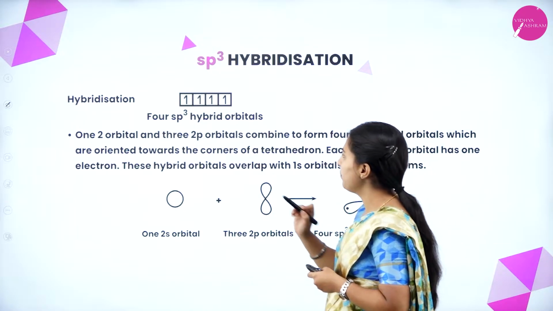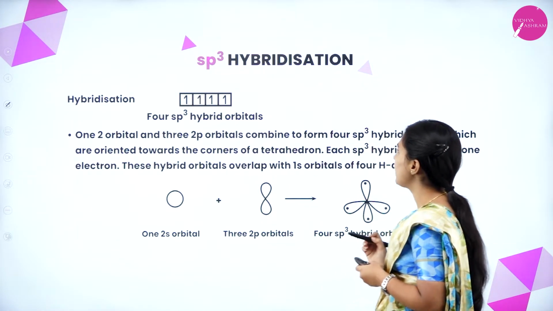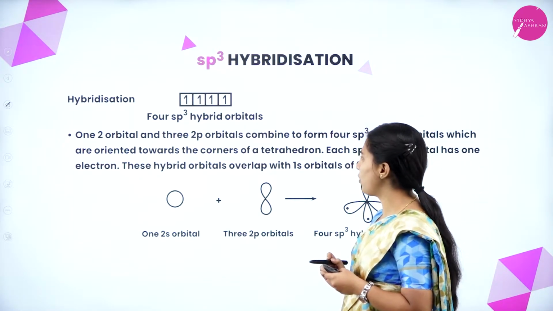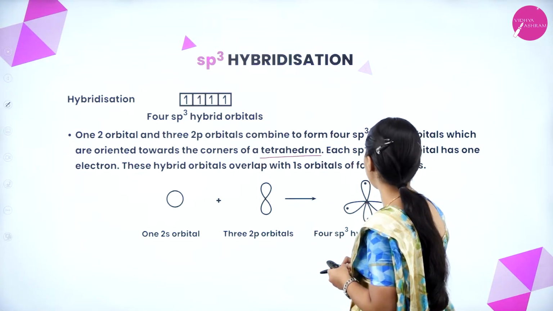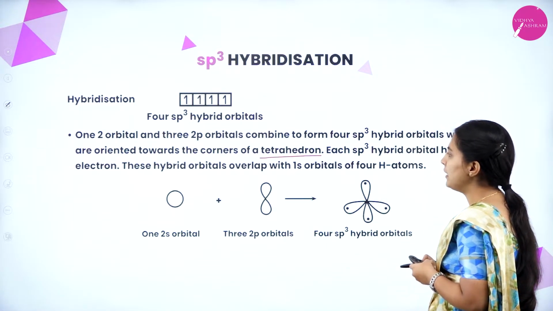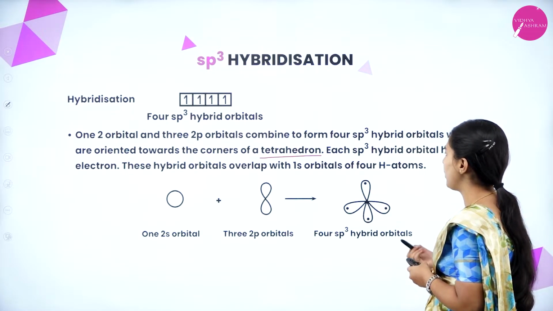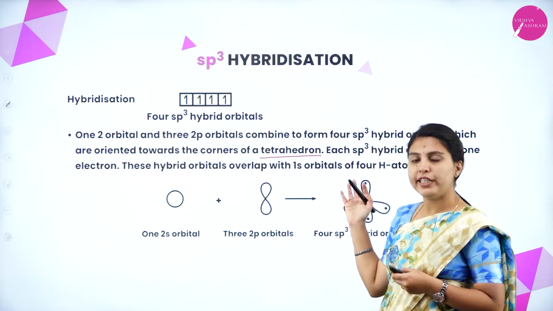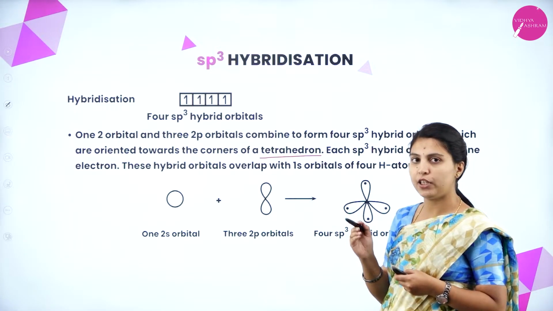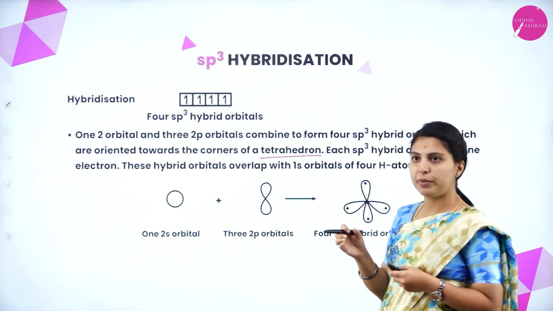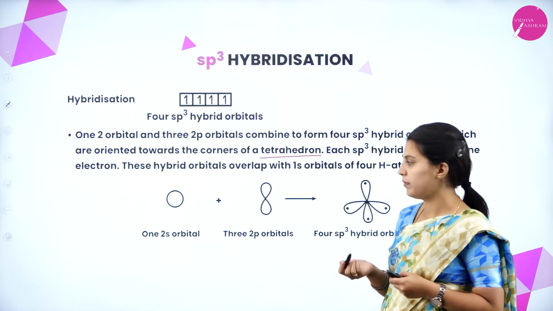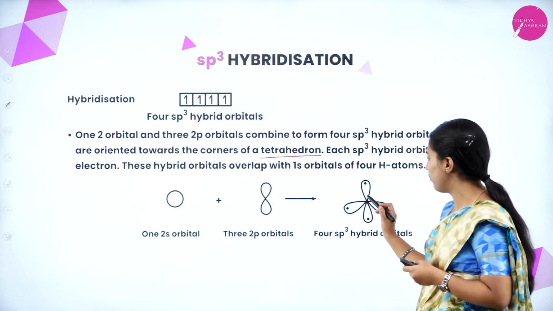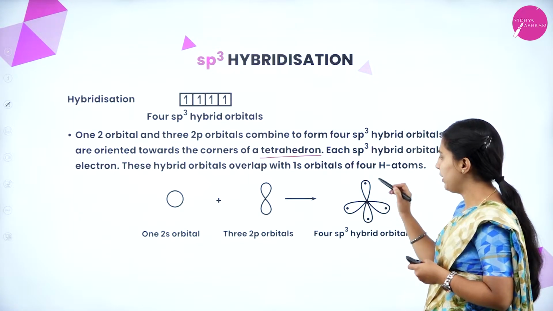One 2s orbital and three 2p orbitals combine to form four sp3 hybrid orbitals which are oriented towards the corners of a tetrahedron. Each sp3 hybrid orbital has one electron. These hybrid orbitals overlap with the 1s orbitals of four hydrogen atoms, correct. What will it do? Four single electrons will overlap with the 1s orbitals of four hydrogen atoms. Okay, here one 2s orbital, these are three 2p orbitals. How will it form? It will be a tetrahedron. See here.